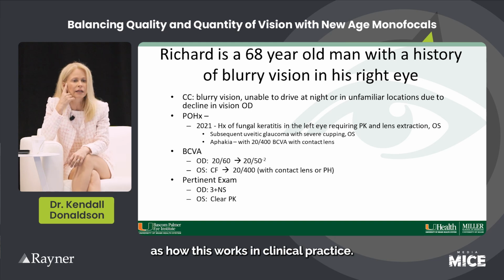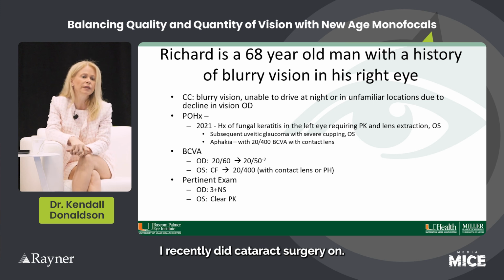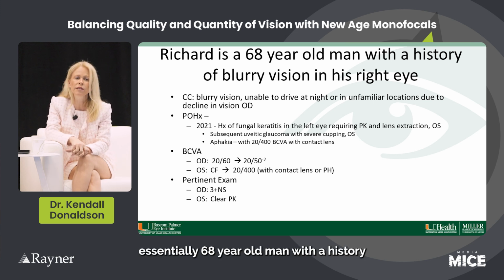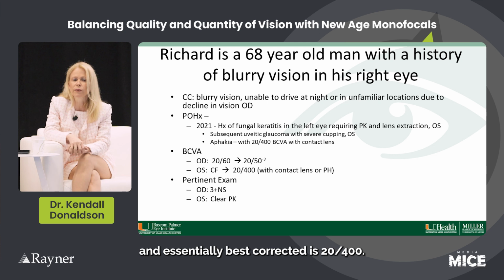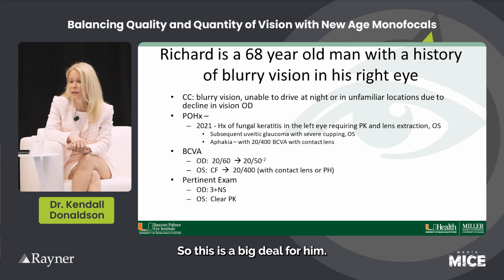works in clinical practice. So this is a patient of mine I recently did cataract surgery on. He's a monocular patient, essentially, a 68-year-old man with a history of blurry vision in his right eye. He had fungal keratitis in his left eye and essentially best corrected 20/400. So this is a big deal for him. He's undergoing cataract surgery in his only eye, and we want to make the best choice.